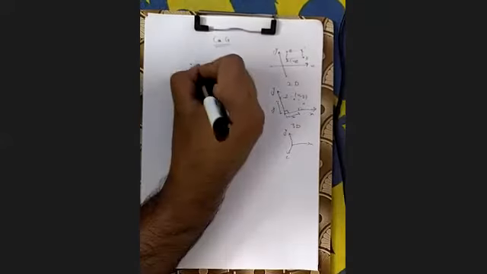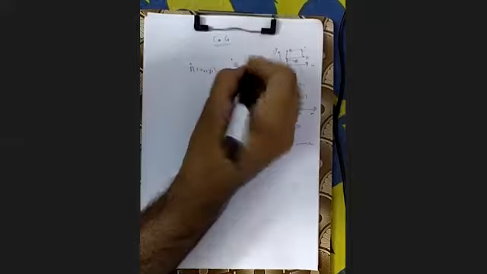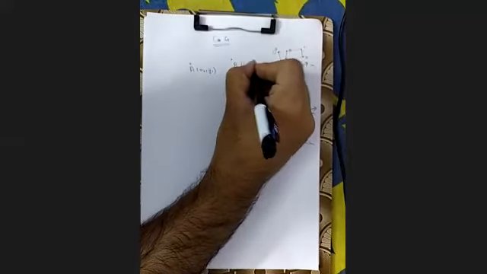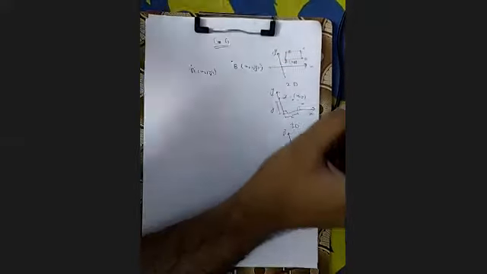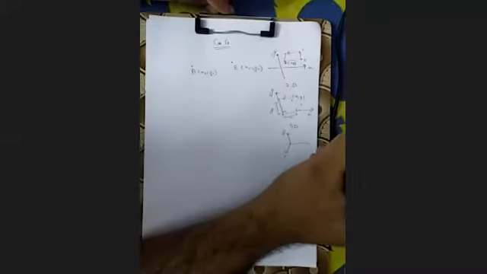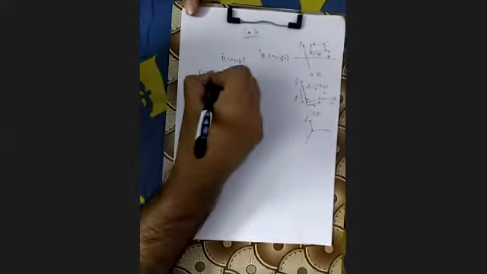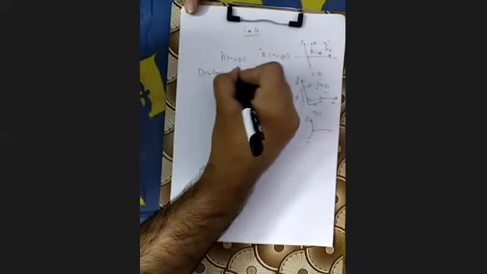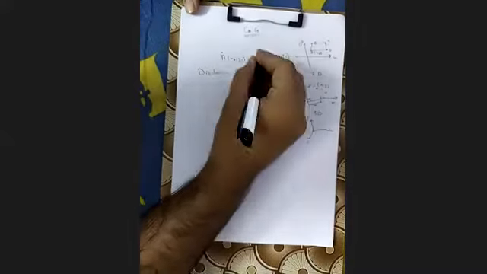Now, if there is a point A that is x1 comma y1, and a point B that is x2 comma y2, these are the 2 points. Now tell me, what is the distance between these 2 points? To find the distance between these 2 points, we have a formula. This formula is known as the distance formula. The distance between A and B.